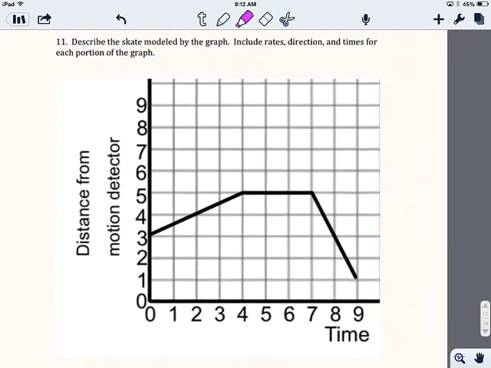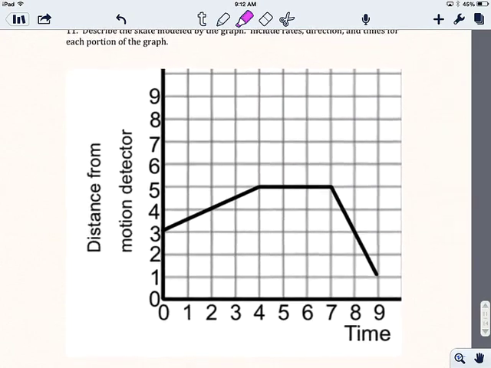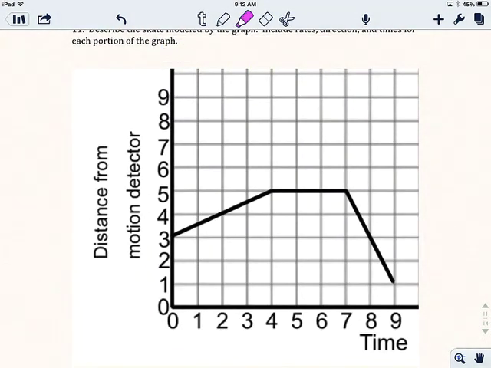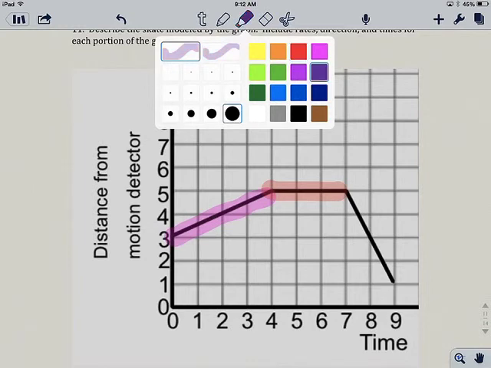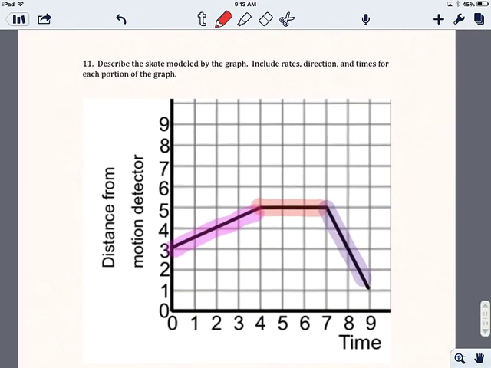All right, this says describe the skate modeled by the graph, include rates, direction, and times for each portion of the graph. So let's start by sort of breaking out the sections. So it looks like we have a section here. I'll make another color for this section, and I'll make the last color here. So I've got three different sections of the graph, and I can tell that they're different because they have different steepnesses, and there's kind of those corners or breaks where the skate seems to change. So let's take each one in turn.